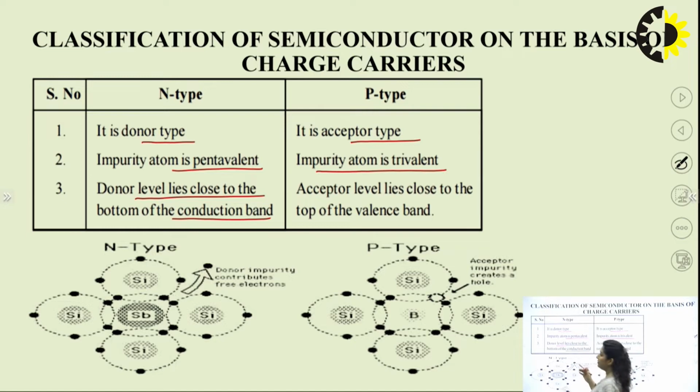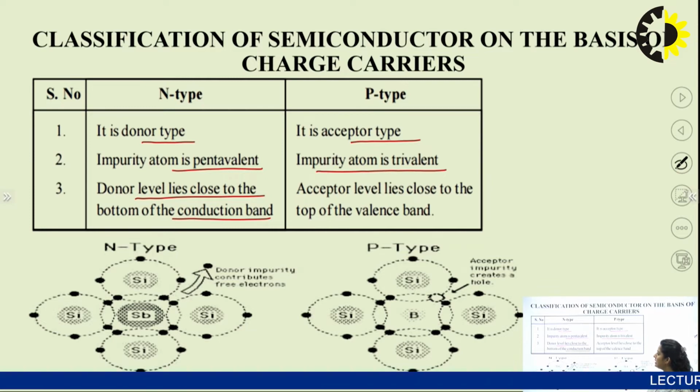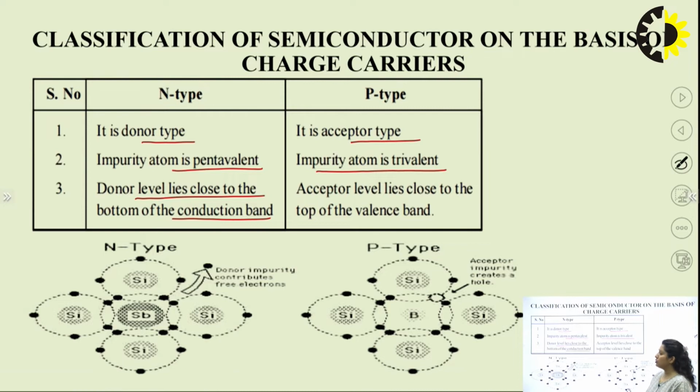We have seen that in the N-type extrinsic semiconductor, the Fermi level is shifted towards the conduction band, just below the conduction band. In the case of the P-type, the acceptor level lies close to the top of the valence band, just above the valence band. So it has an acceptor type of impurity.